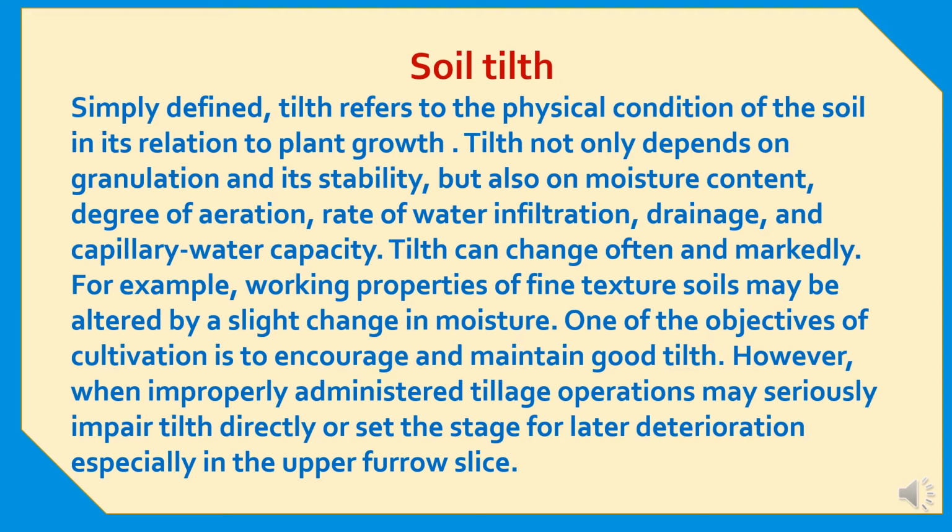One of the objectives of cultivation is to encourage and maintain soil tilth. However, when improperly administered, tillage operations may seriously impair tilth directly or set the stage for later deterioration, especially in the upper furrow slice.